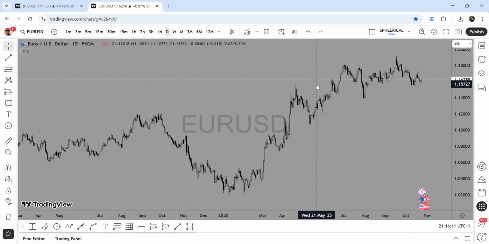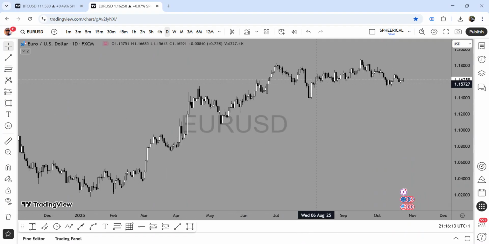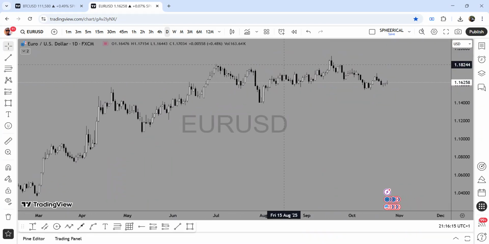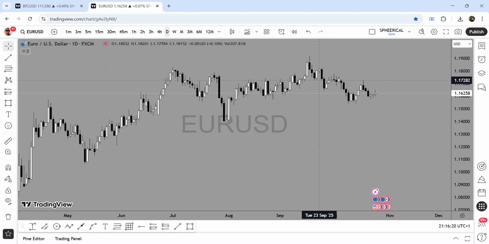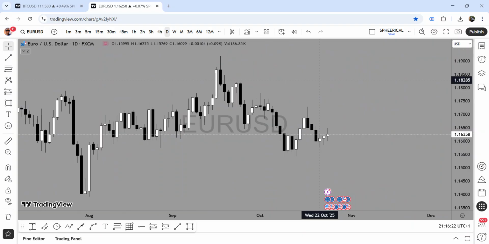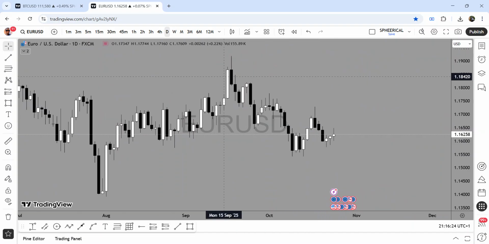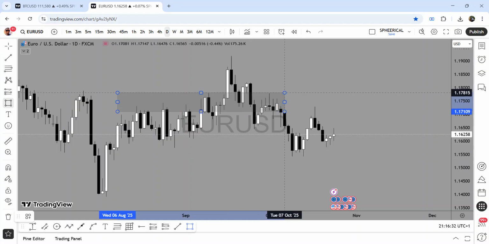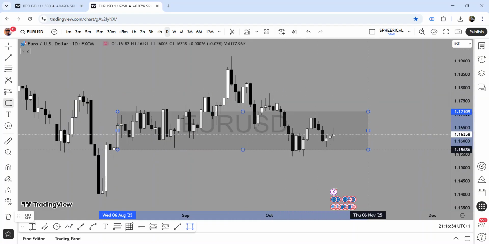In the 1 day time frame, we're not going to pay attention to everything happening here. Anything happening here is not my concern. So we're going to pay attention to what is happening within this zone, between here and here.